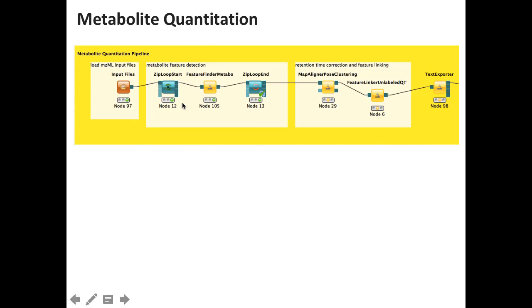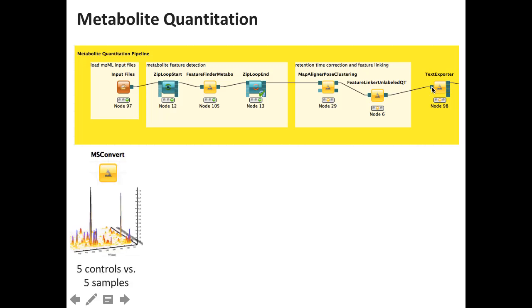This will look very familiar. In order to do non-targeted metabolomics, we have basically the same workflow that we had for label-free proteomics, except that this node here is now a different feature finder. That's FeatureFinderMetabo, but the rest should look very familiar to you. We're just doing alignment, linking, and then we export that as a text file. It's a tabular file that goes into the downstream analysis.